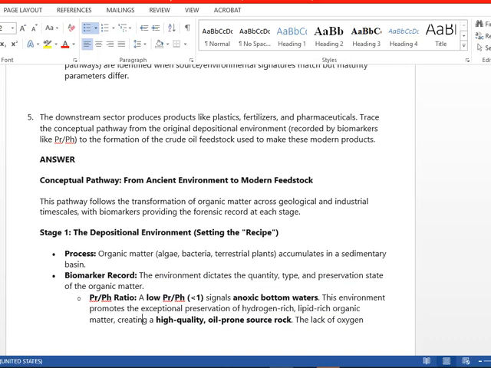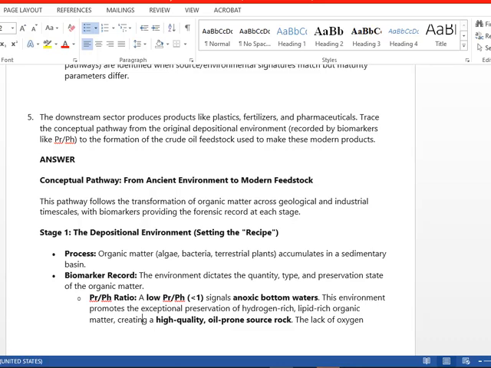Now, the second question: the downstream sector produces products like plastics, fertilizers, and pharmaceuticals. Trace the conceptual pathway from the original depositional environment recorded by biomarkers like Pr/Ph to the formation of the crude oil feedstock used to make this modern product. So we are just looking at moving from the ancient environment to the modern feedstock. What do I mean by this?